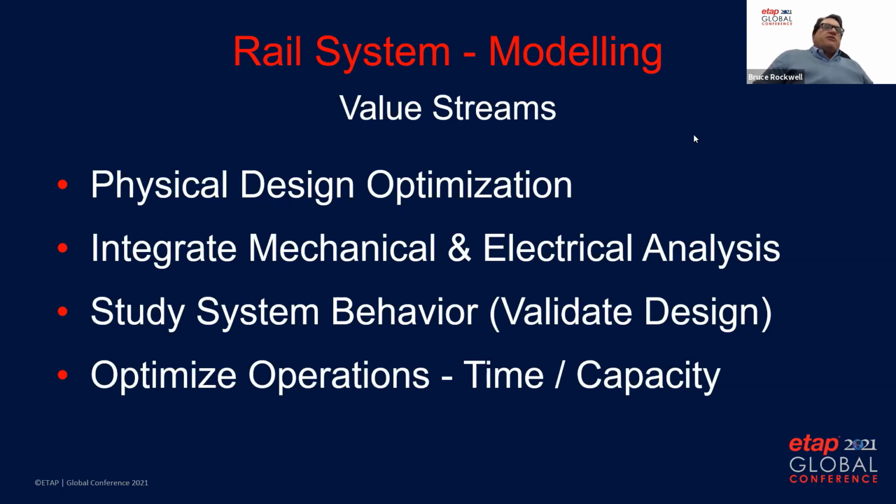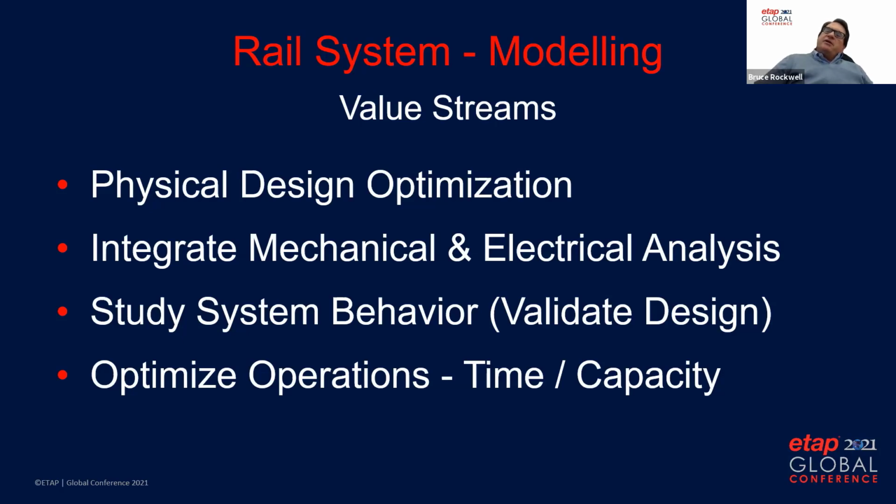So what's the importance of this? What value do we get out of this? Well, we can utilize the models to study and optimize the physical design. We can consider adding more trains to a particular route by controlling the speed and evaluating the physical dynamics of the train. And we can take the mechanical model, and with this software, the ETAP software, we can integrate the electrical tools provided within ETAP.